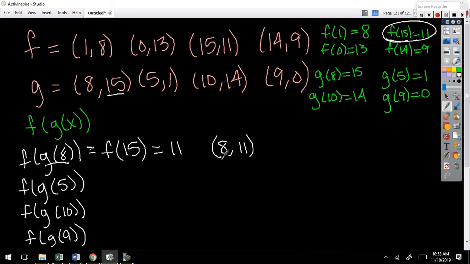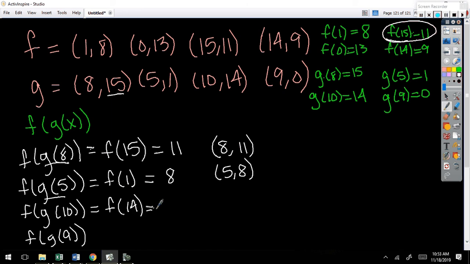See what we did here? You've got to write it down. All right, so what is g of 5? 1. And f of 1 is, so what is that point? Does everybody see what we're doing? Yes. How we're finding f of g of x? All right, what is g of 10? 14. What is f of 14?